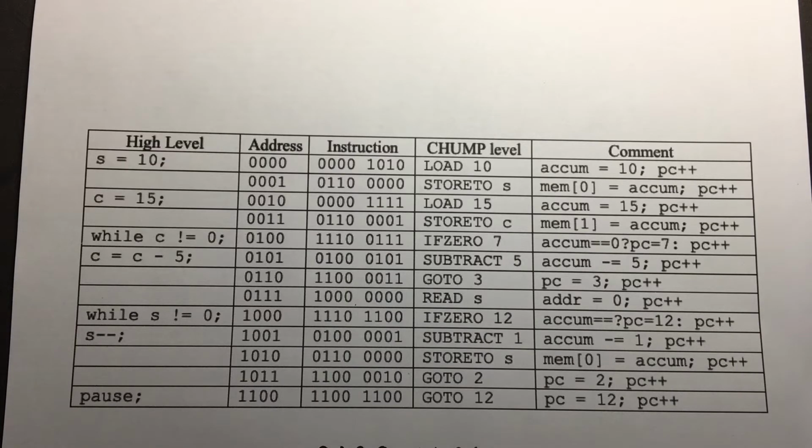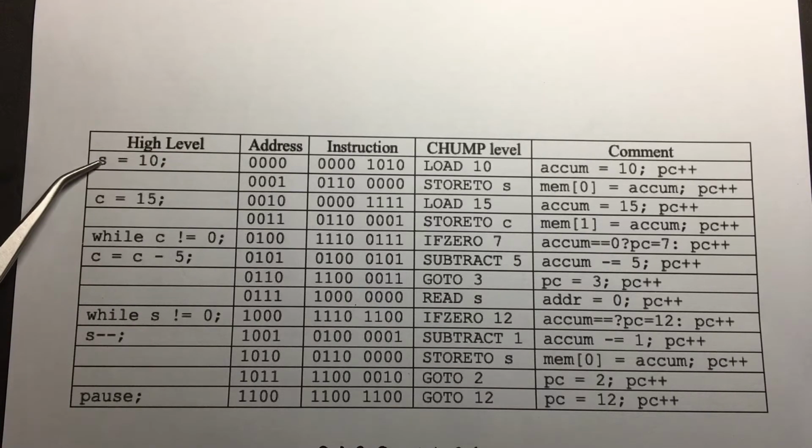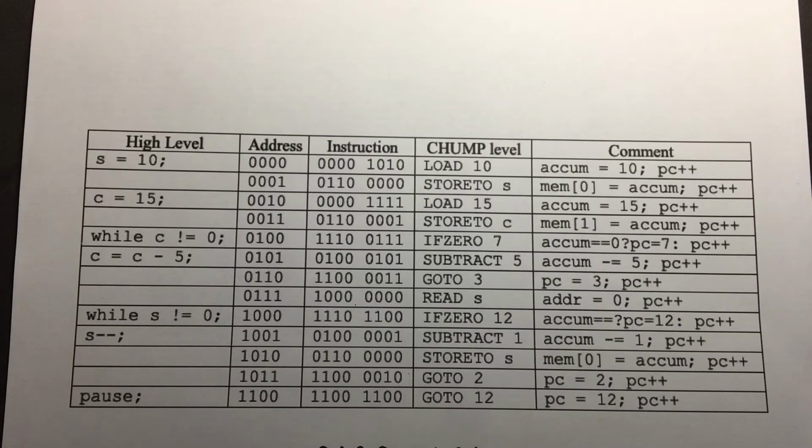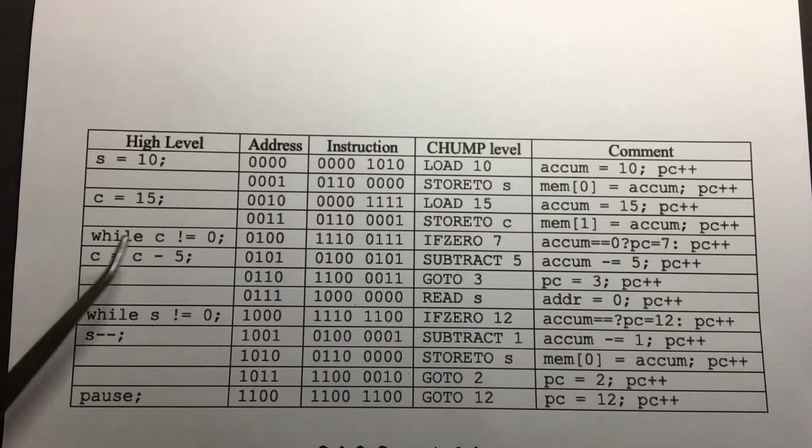So to write this out in high level, we have to set how many sodas we have. So S equals 10, so there are 10 sodas, and the amount of money it will cost is 15 cents, or it could be $15, but we're sticking with cents for this. And then to write this out, while C does not equal 0, C equals C minus 5. So every time you are inserting 5 cents into the machine, and once the amount of money it costs for a soda reaches 0, it'll dispense a soda.